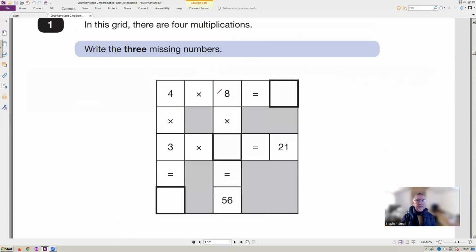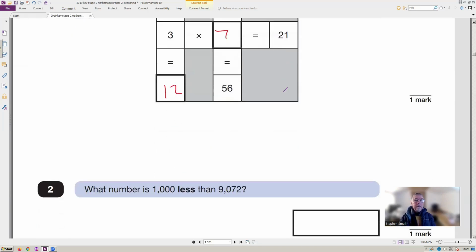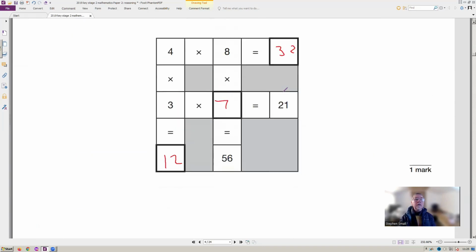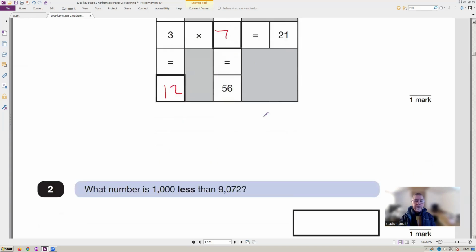Right, write the three missing numbers. 4 8s are 32. We'll go down here, 4 3s are 12. And over here we've got 3 somethings are 21. Well, that's 7. So that's that one done. And check it, 8 7s are 56, yeah.